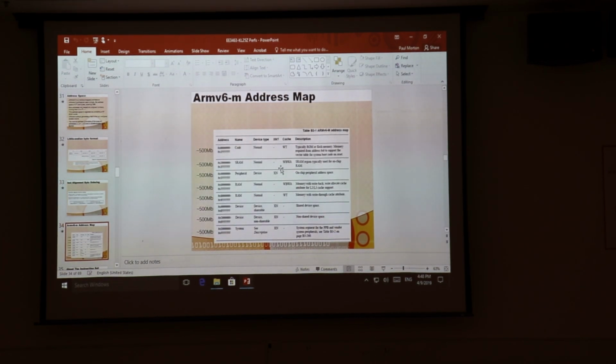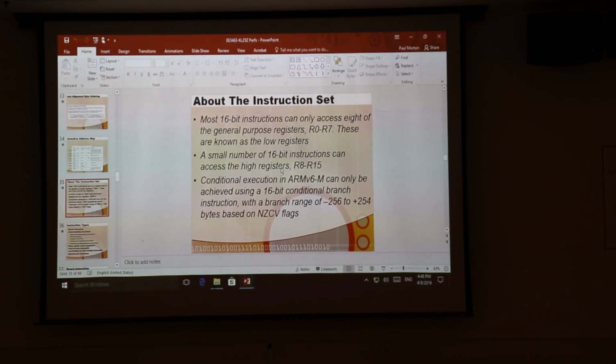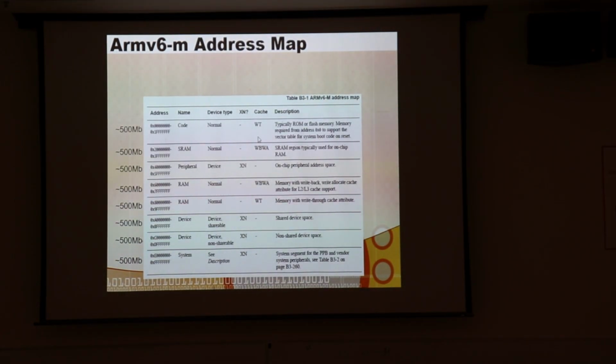Anyway, let's see. Well, this gives you a little bit of an idea. Yeah, let me go over this. So this gives you a little bit of an idea. So again, we have 4 gigabytes of address space. That's a lot of address space. And so this is how it's more or less carved up.